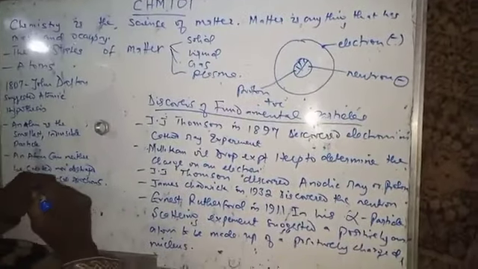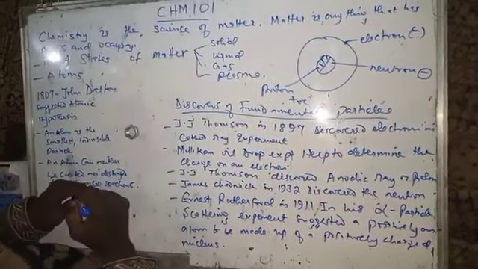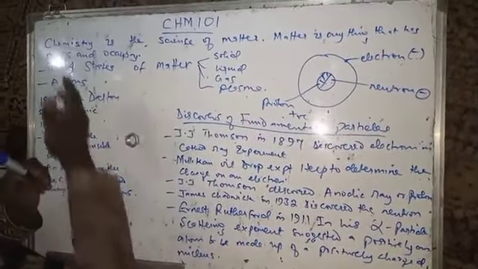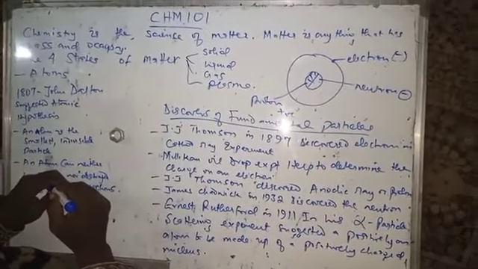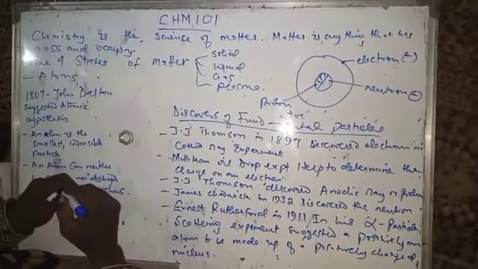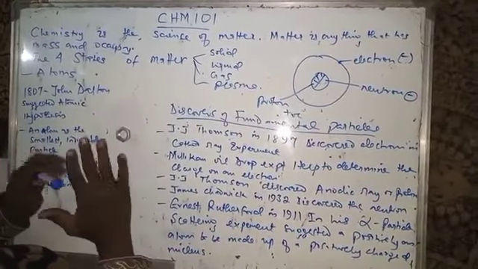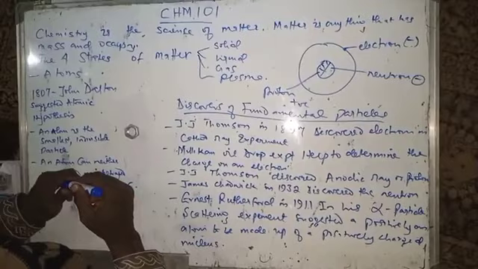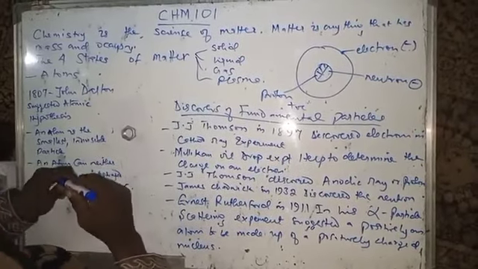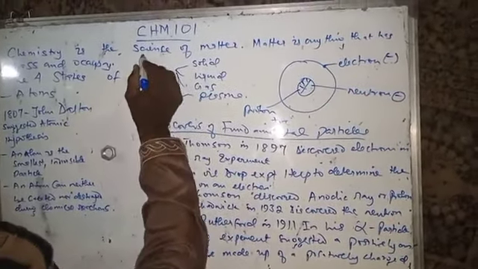First, we have to define what chemistry is all about. Chemistry can be defined as the science of matter.